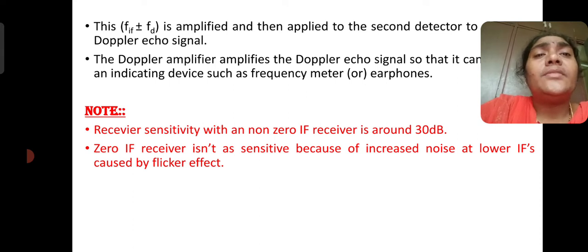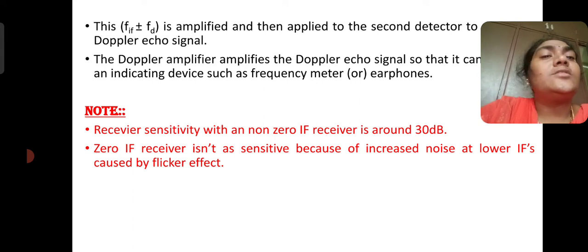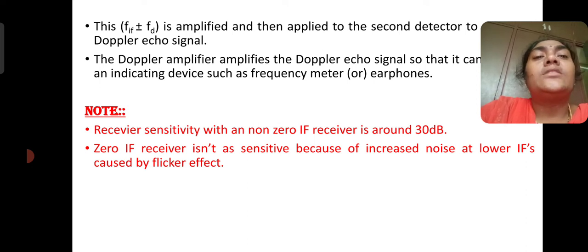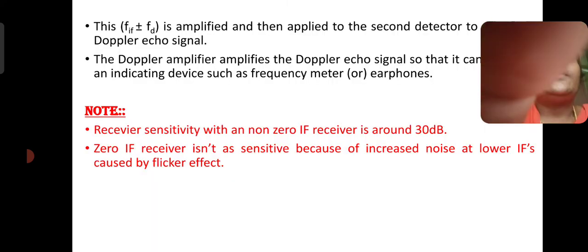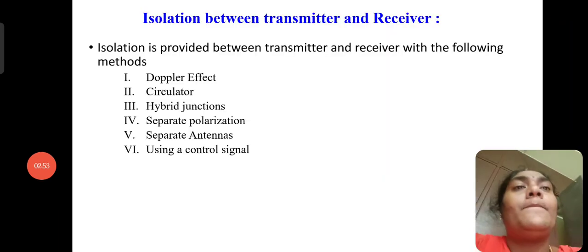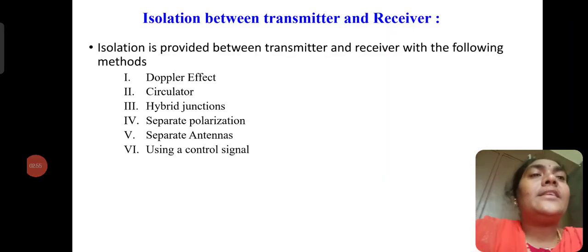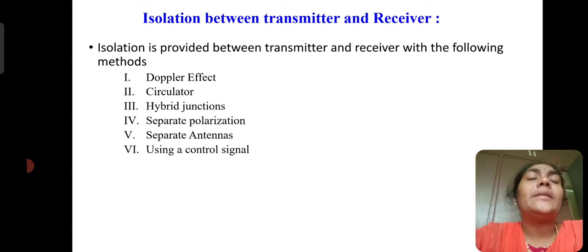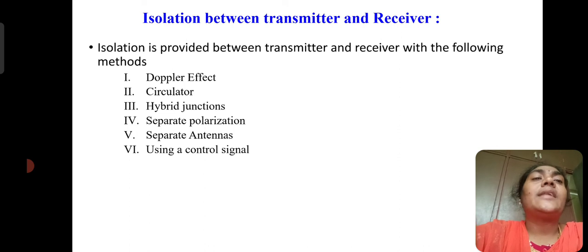Note, receiver sensitivity with a non-zero IF receiver is around 30 dB. A non-zero IF receiver is not as sensitive because of increased noise at lower IFs caused by the flicker. So in non-zero IF, we are generating the IF frequency to eliminate the noises which are applied in the mixer filter. Another important thing in CW radar is isolation between the transmitter and receiver.